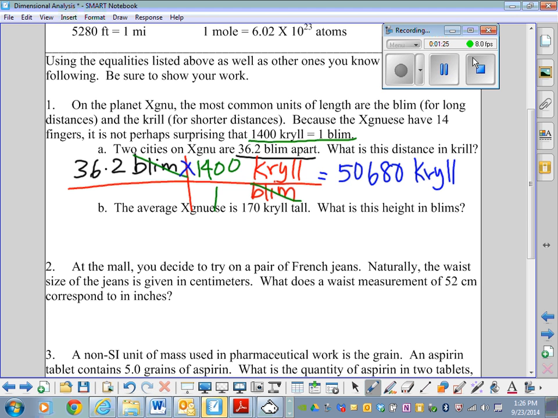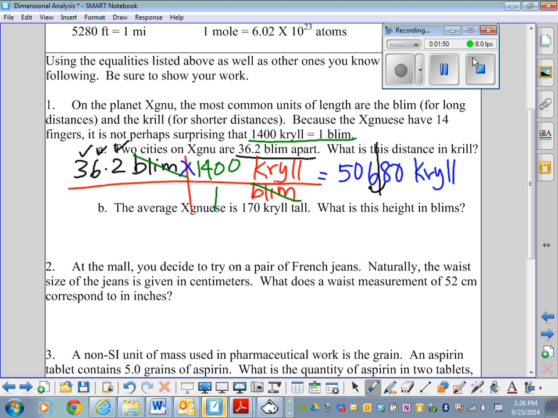Now, I have to watch out for sig figs. Is that right? I said conversion factors do not count in sig figs. Is that right? So I always look at my beginning number. How many sig figs is that? 3 sig figs. So I'm supposed to chop off here. Is that right? But I can't change the value of the number.